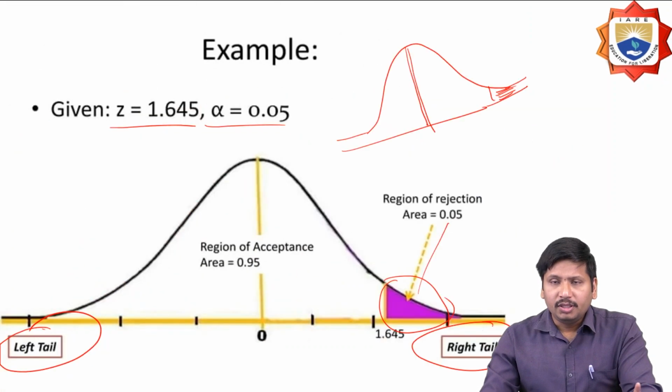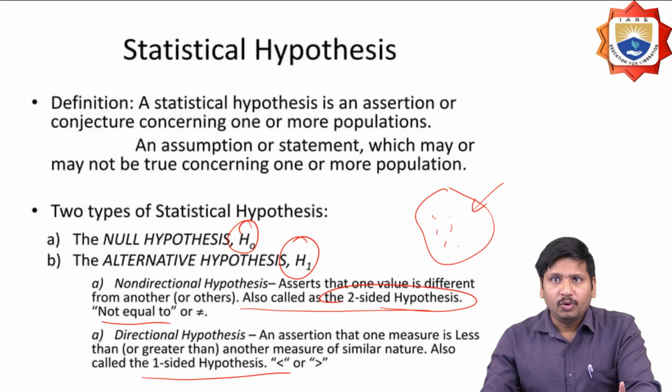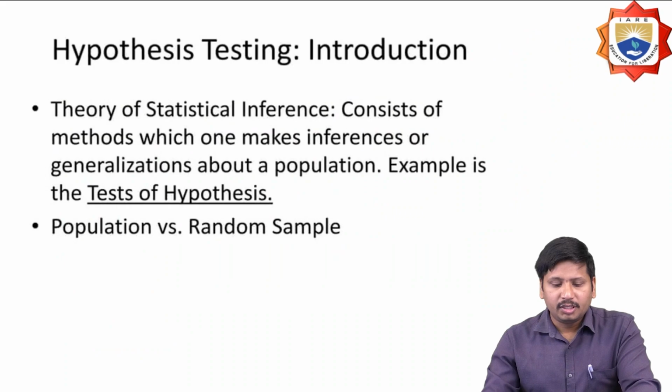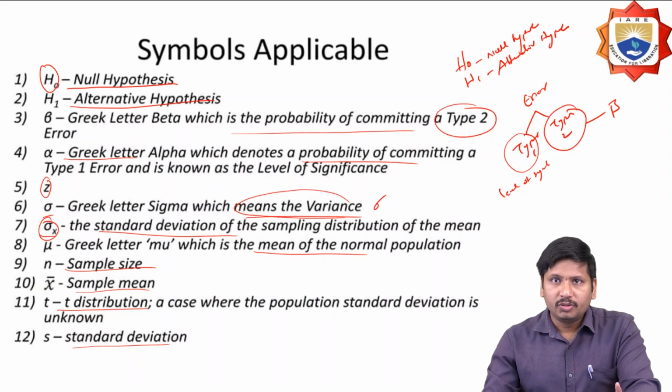Okay, so in this video what I'm going to cover is how we perform this hypothesis testing, and what kind of symbols are needed. This hypothesis testing is going to make some inferences and generalizations about the population, and the symbols I'm going to need for testing hypotheses are H0, H1, and beta, which represents the type 2 error, and alpha, which represents the level of significance, that is the type 1 error.